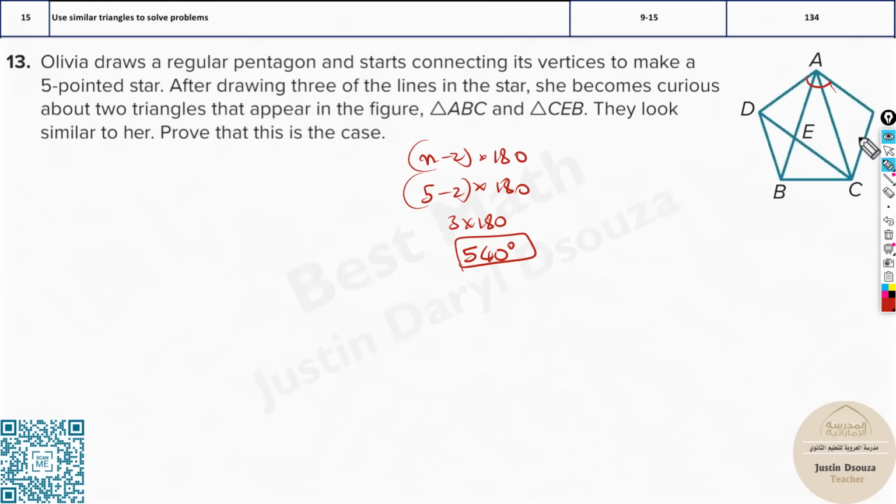But now, what are the angles? Because we know it's a regular pentagon, all the sides are equal, the angles or the vertices also are equal. So just divide this by 5, you'll get the answer. 5 into 540 is 108 is the answer. So what we came to know is each of these vertices is having a degree of 108. Now let's focus on the 2 triangles. This one, BEC, and another one is ABC.